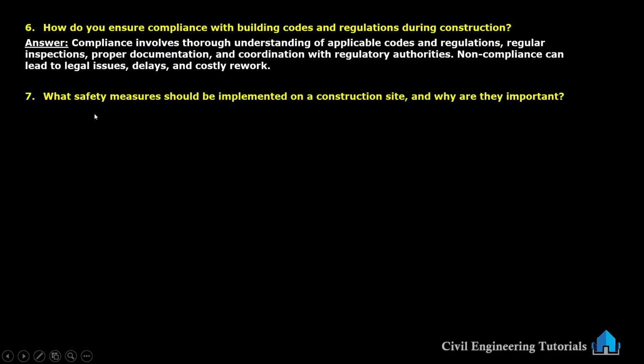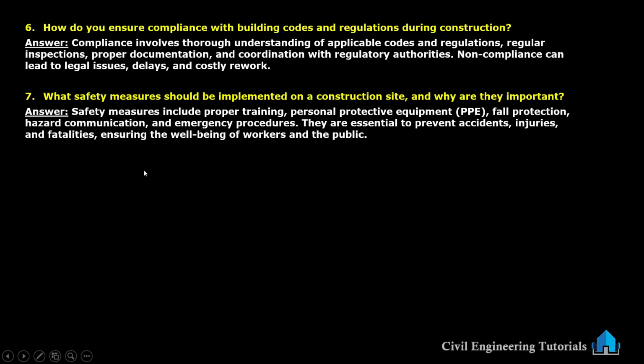What safety measures should be implemented on a construction site, and why are they important? Safety measures include proper training, personal protective equipment (PPE), fall protection, hazard communication, and emergency procedures. They are essential to prevent accidents, injuries, and fatalities, ensuring the well-being of workers and the public.